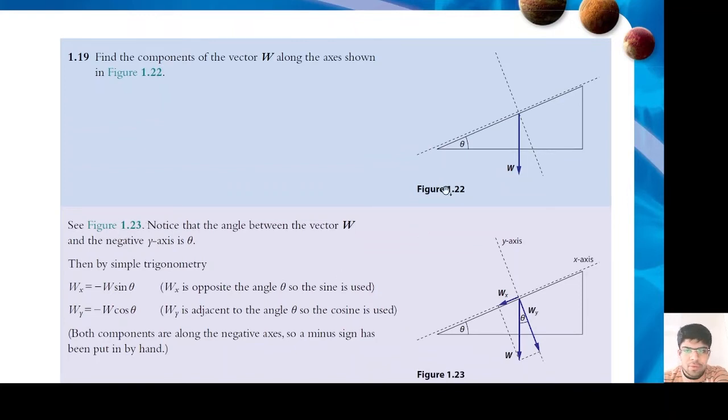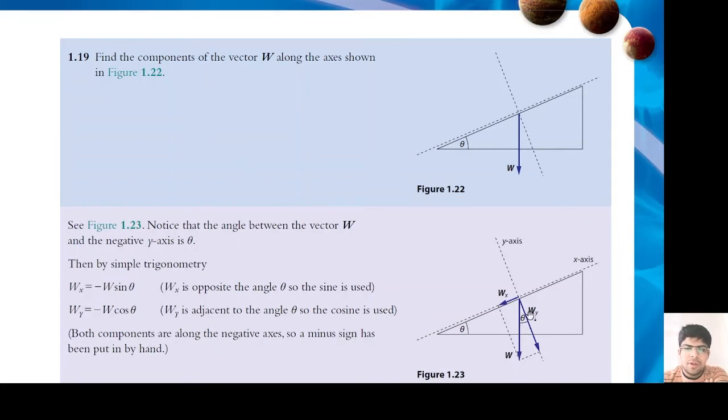So, figure 1.23 here. Notice that the angle between the vector W and the negative y-axis is theta. Then by simple trigonometry, Wx gives negative W sine theta and Wy gives negative W cos theta. Here, Wx is opposite to the angle theta, so the sine is used, but Wy is adjacent to the angle theta, so the cosine is used.